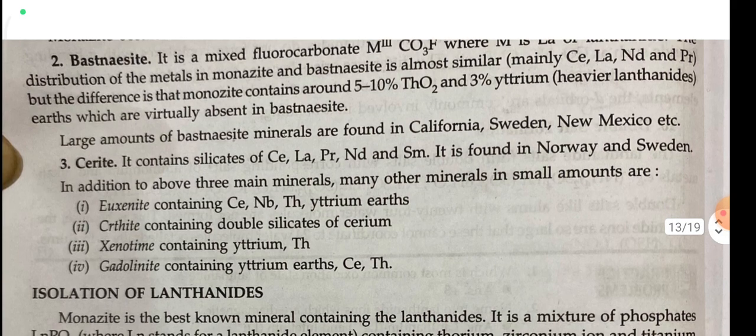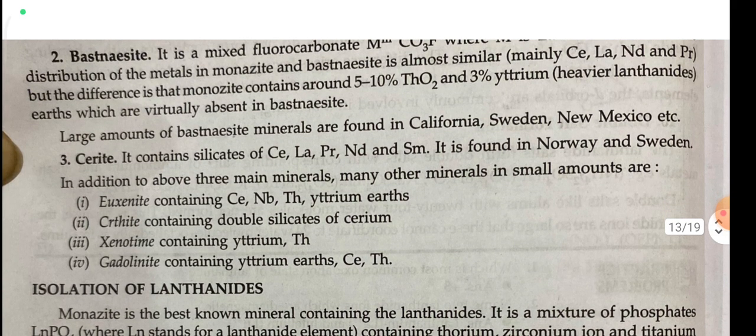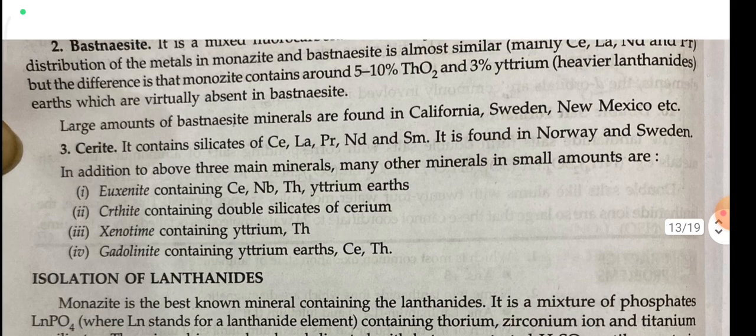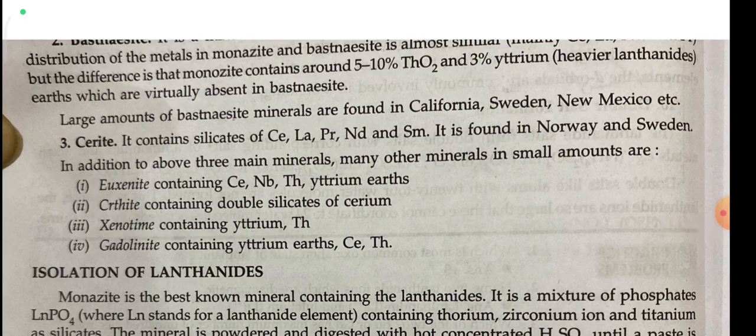Cerite. It contains silicates of Ce, La, Pr and Nd. It is found in Norway and Sweden. In addition to these main minerals, many other minerals are present in small amounts. Euxenite containing Ce and heavier yttrium earths. Orthite containing double silicates of cerium. Xenotime containing yttrium and Th. Gadolinite containing ytterbium or Ce and Th.